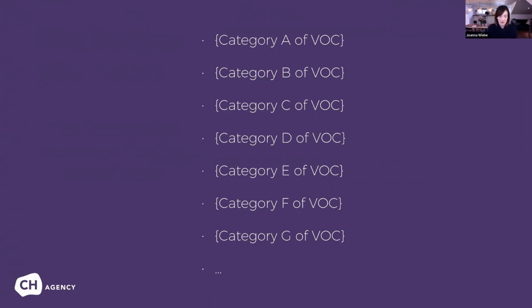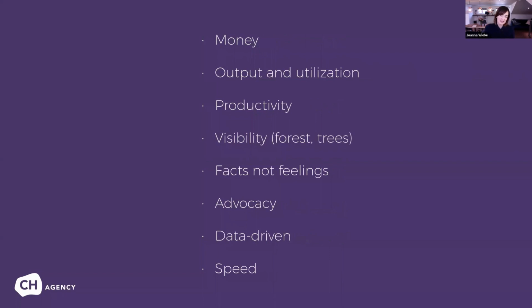Okay, so you put as many categories as there are. It might be 2, it might be 12, whatever came out of it. In this case, an example is if the categories for the one in question were money, output and utilization, productivity, visibility, facts not feelings, et cetera. And then we get into those.